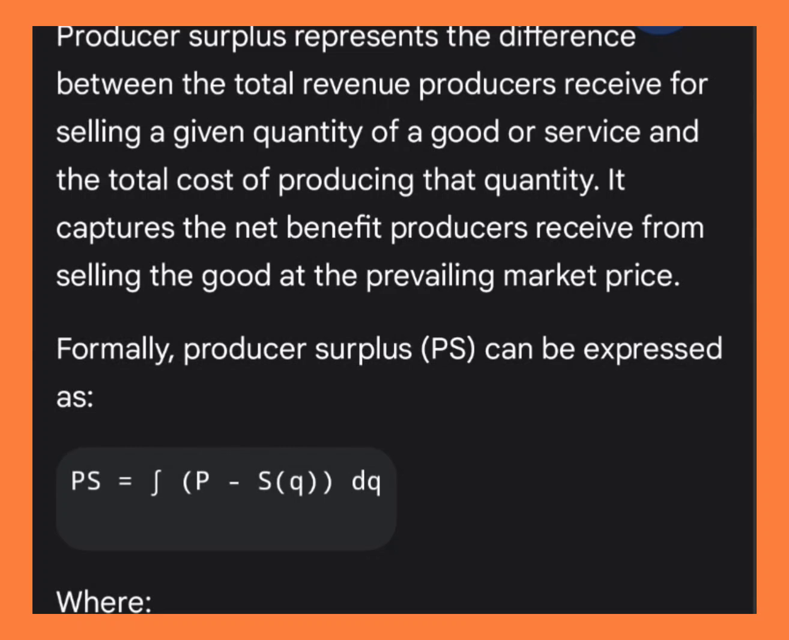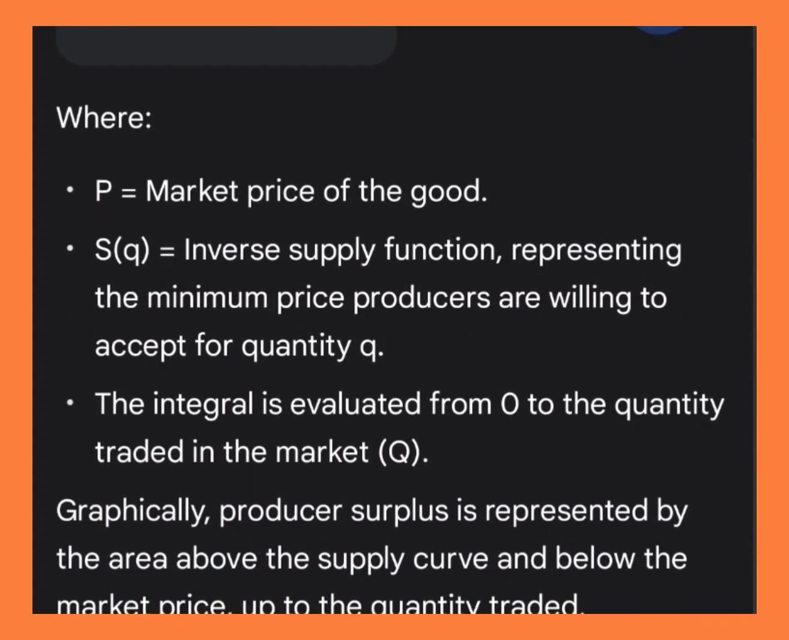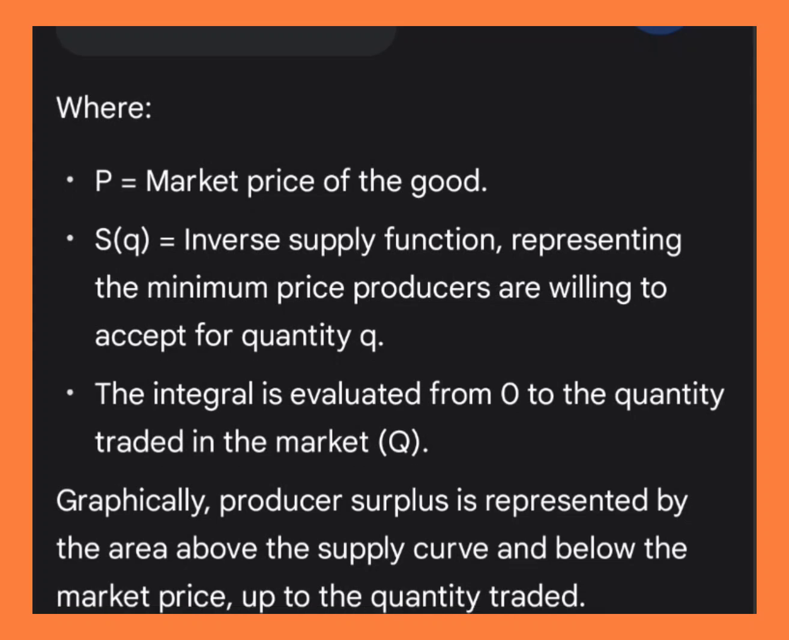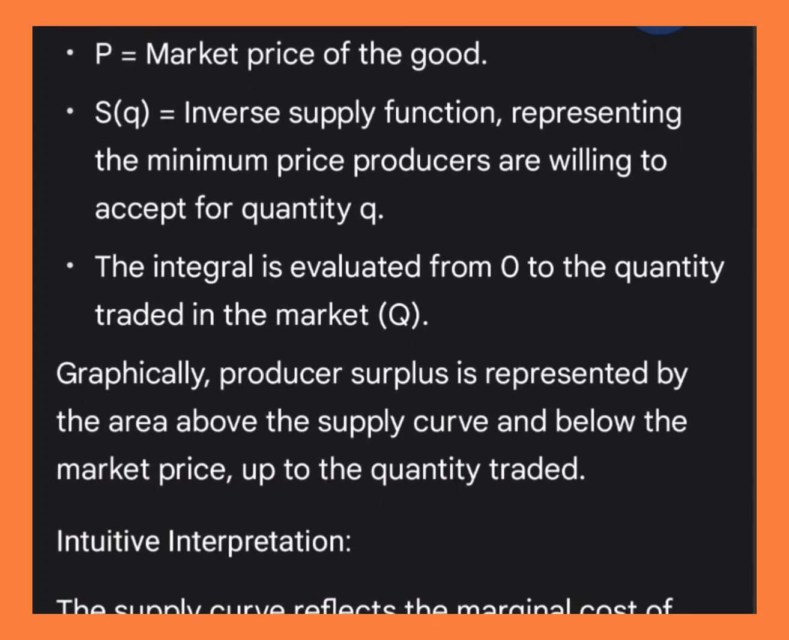Formally, producer surplus, PS, can be expressed as PS equals the integral of P minus S(Q) dQ, where P equals the market price of the good and S(Q) equals the inverse supply function, representing the minimum price producers are willing to accept for quantity Q. The integral is evaluated from 0 to the quantity traded in the market, Q. Graphically, producer surplus is represented by the area above the supply curve and below the market price, up to the quantity traded.